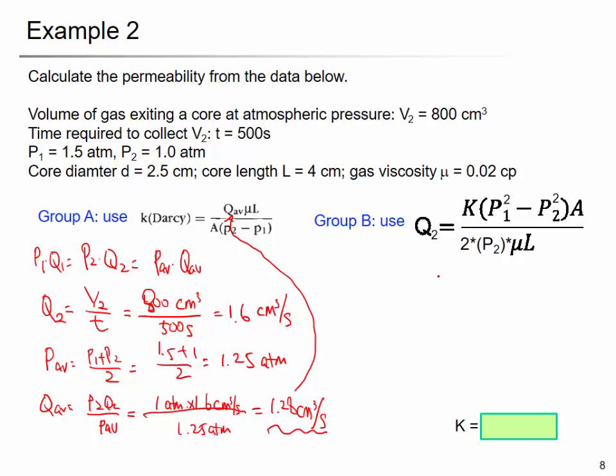Or you can use this second equation. Here you don't have to calculate QAV, the average flow rate, because it's all converted to Q2 here. So we know Q2 and P1, P2, everything is known, so we can calculate the K. Whether you use the first equation or the second equation, you should be able to calculate the same value.